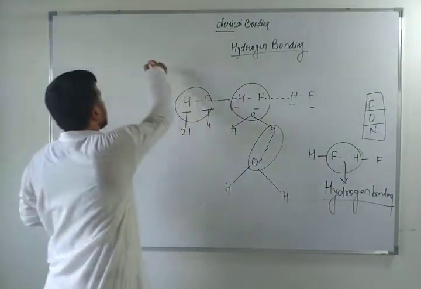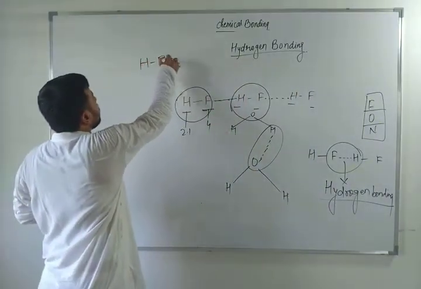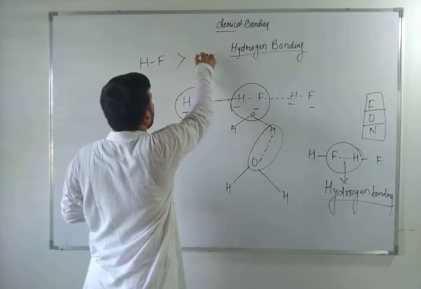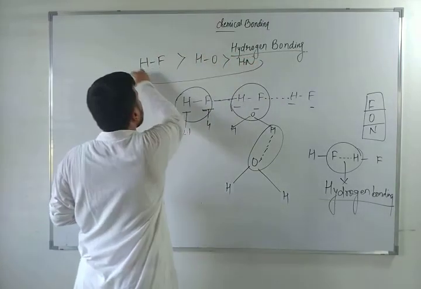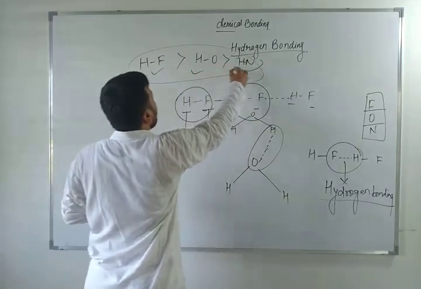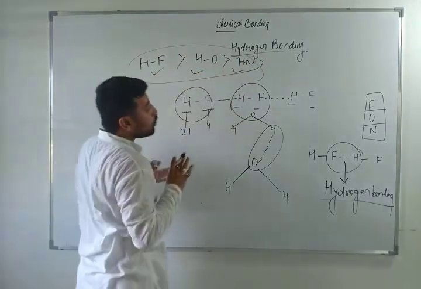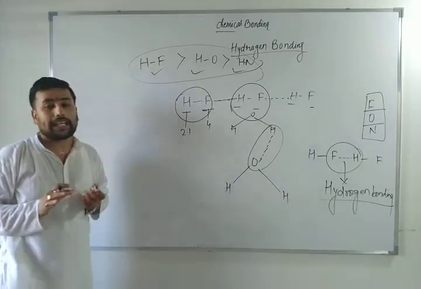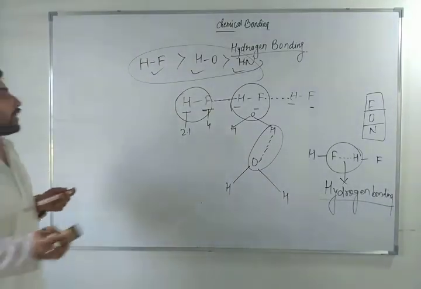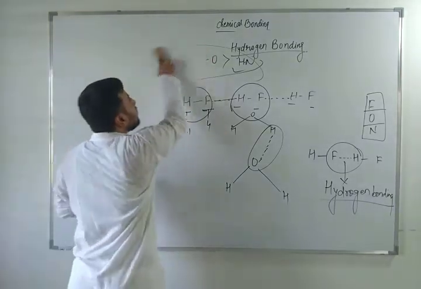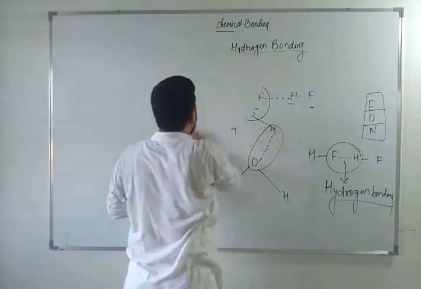Meaning HF is greater than HO is greater than HN. So as you have seen, these three are highly electronegative atoms with small atomic size. There will be no hydrogen bonding in HCl. Got it? So here you have seen the examples of hydrogen bonding. Now the last concept of hydrogen bonding: how many types of hydrogen bonding are there?